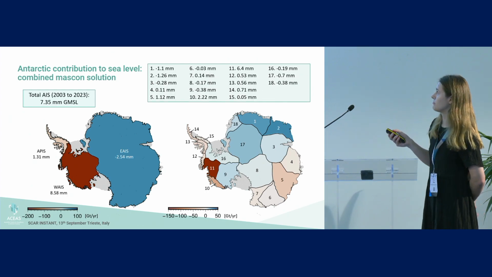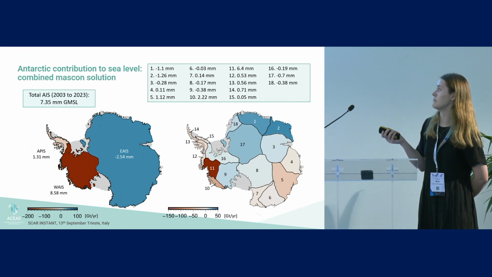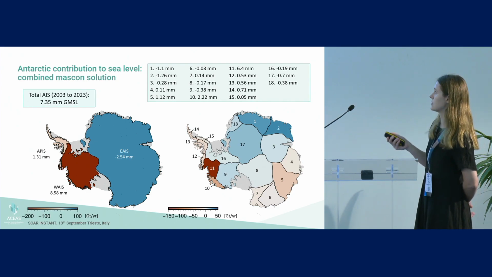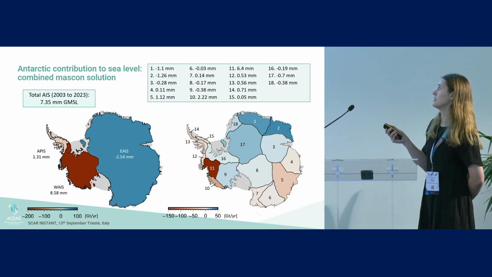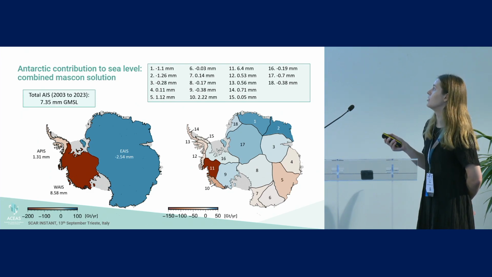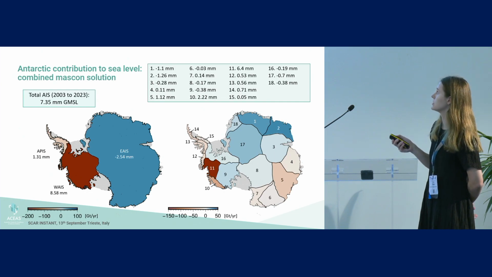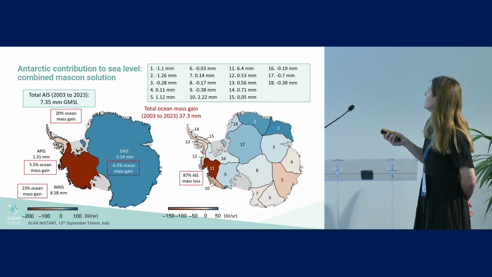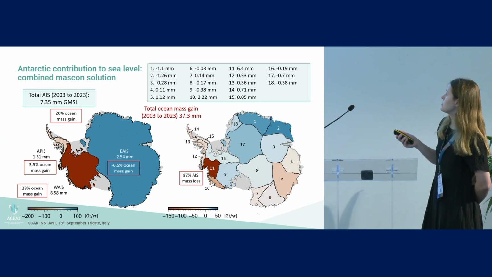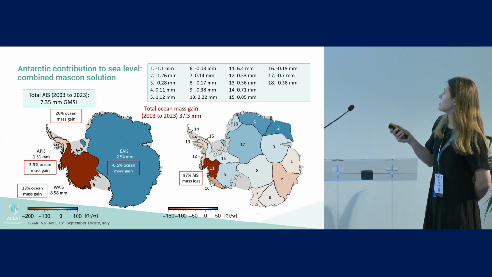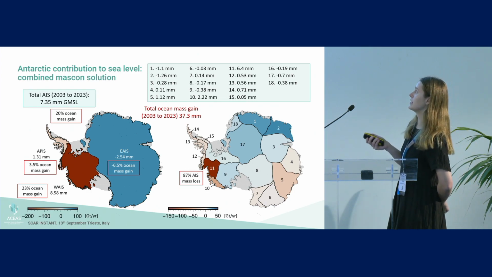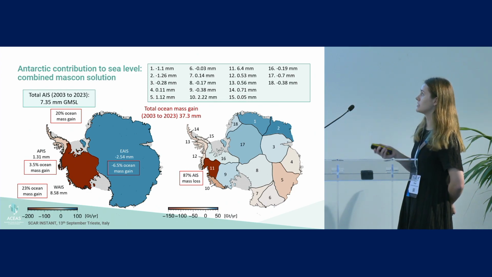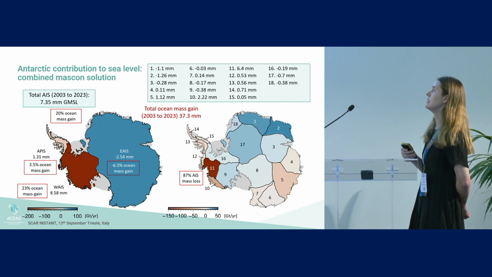So for those who would prefer to see that in terms of millimetres of sea level, this is the number of millimetres of sea level contributed from each basin over a 20-year period from 2003 to 2023. And in terms of percentages, that ends up being about 20% of ocean mass gain over this period contributed from Antarctica to modern sea level rise.